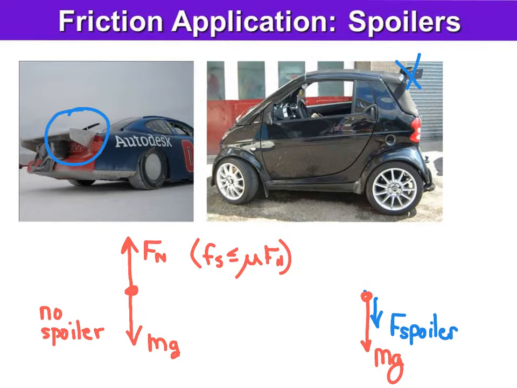Because of this spoiler, our normal force is actually bigger. We have more downward force. We have both gravity and the spoiler. Therefore, we have a bigger upward net force, and therefore our static friction increases and our car gets better traction. So the whole idea is the spoiler pushes the car down into the ground at high speeds. We get better traction. Some sports cars, racing cars have that as well.